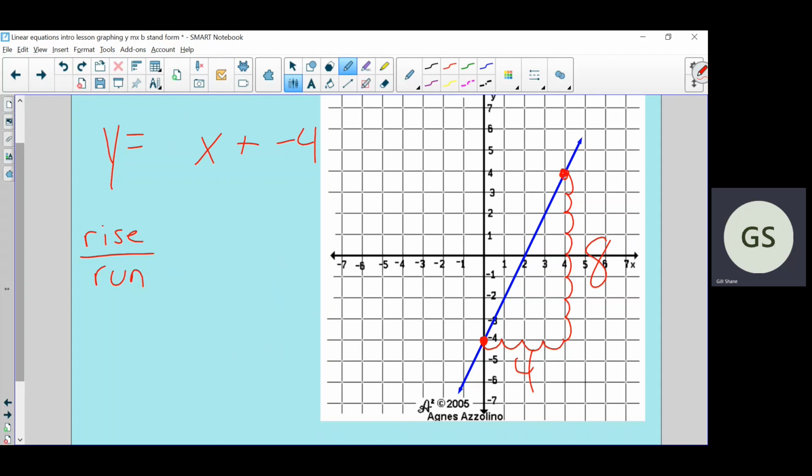The left and right number is the run number, so that's the 4. And it's positive because I went to the right. The up and down number is 8. So if you say 8 divided by 4, that actually just becomes 2. So that would be your equation.